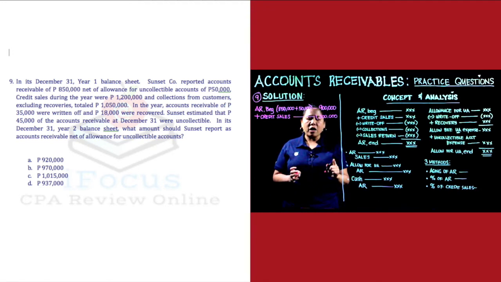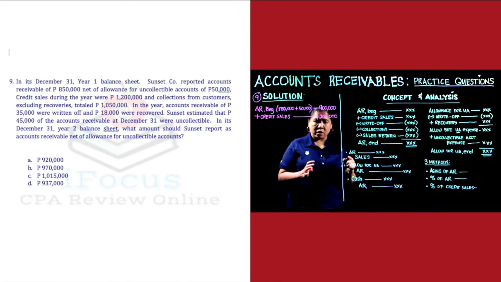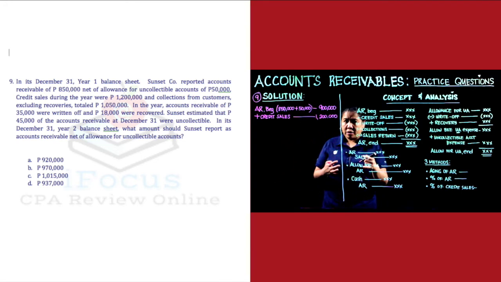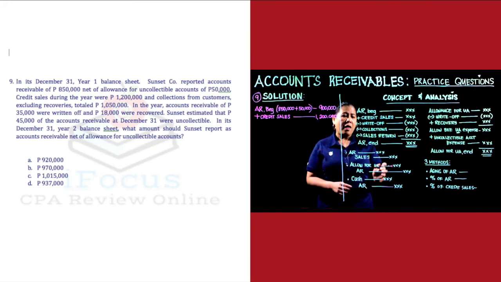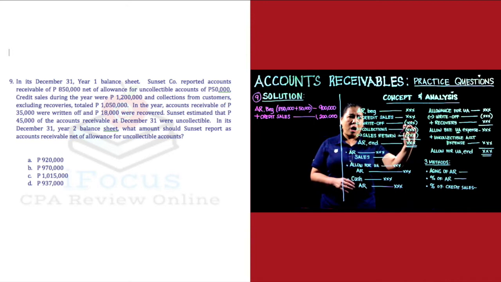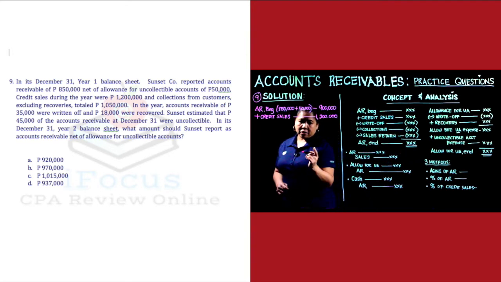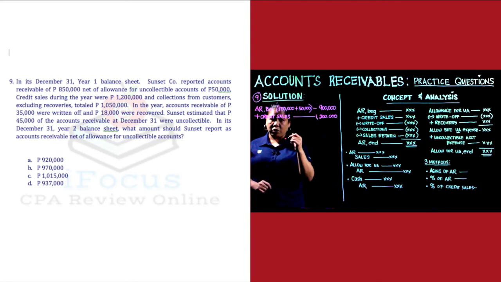Then, collections from customers, excluding recoveries, totaled 1,050,000. So, sa collections, anong effect niya sa ating accounts receivable? Sa collections po is debit to cash, so nakolekta natin na 1,050,000 and we credit the accounts receivable, which is minus to our accounts receivable. Alright? So, ima-minus natin yung collection na 1,050,000.